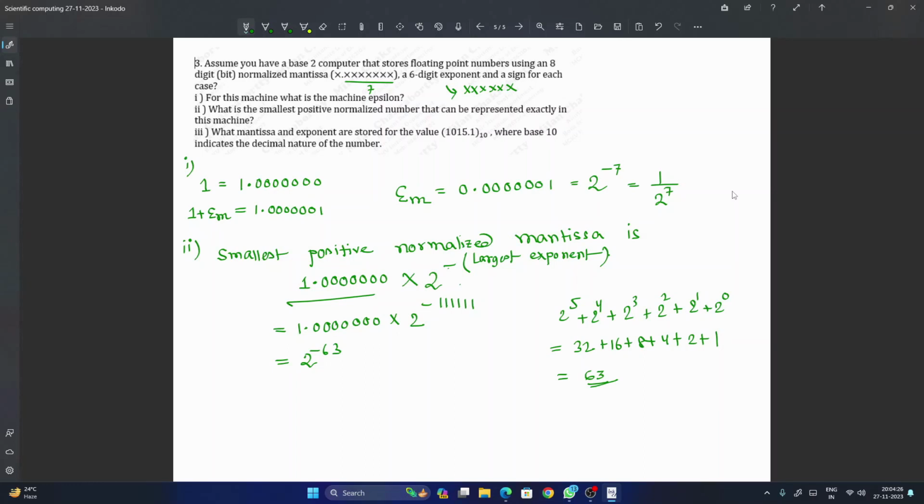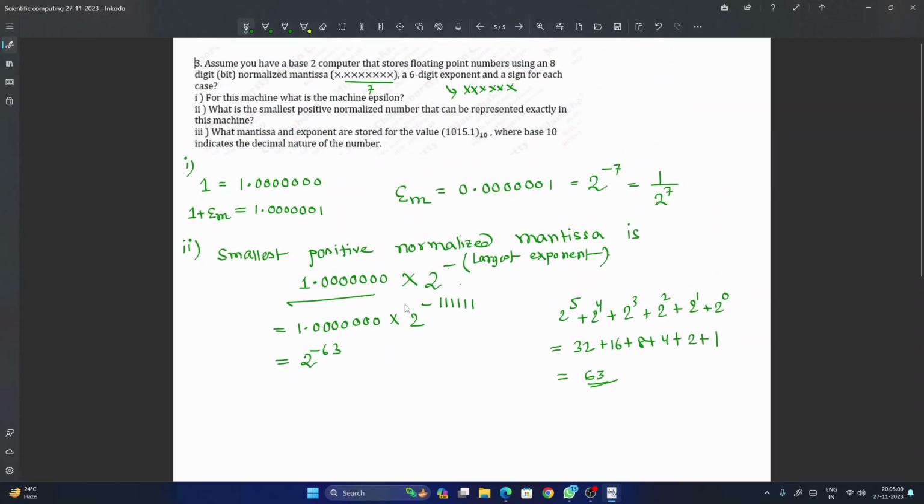No, sir. So you may get some different format machines. Maybe there are a total of 9 spaces, or maybe 5 spaces there, or here maybe an exponent with, suppose, a 5-digit exponent or 4-digit exponent or 7-digit exponent. So you just have to change it according to your questions. So that means this is the smallest positive normalized mantissa and this is the largest exponent, which will give you the smallest positive normalized number made by that machine.